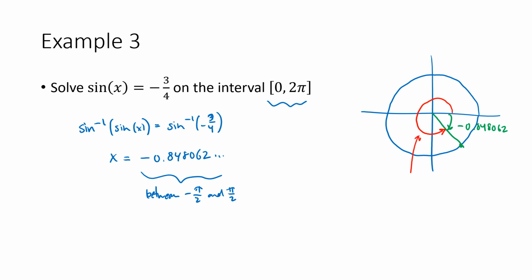So this rotation here, 2 pi minus 0.848062, works out to be 5.435123.